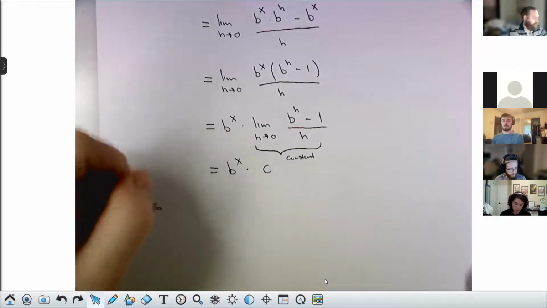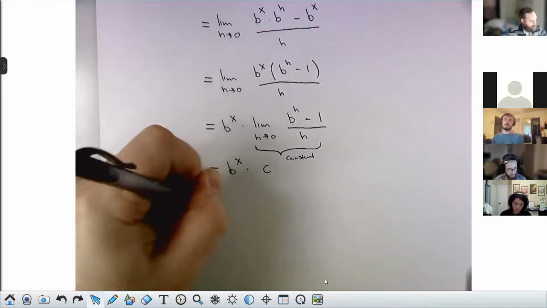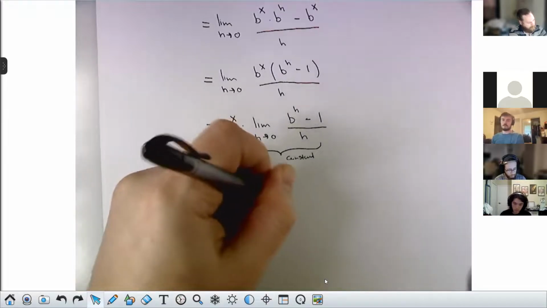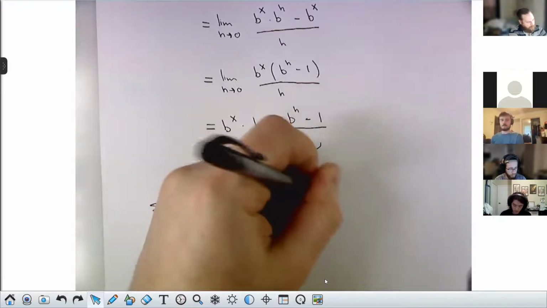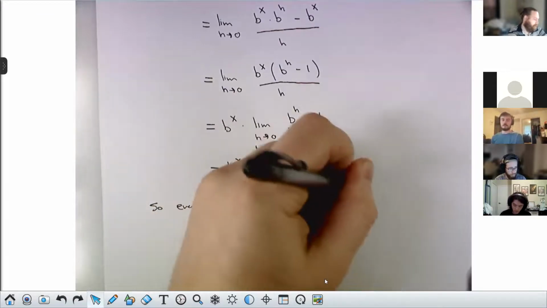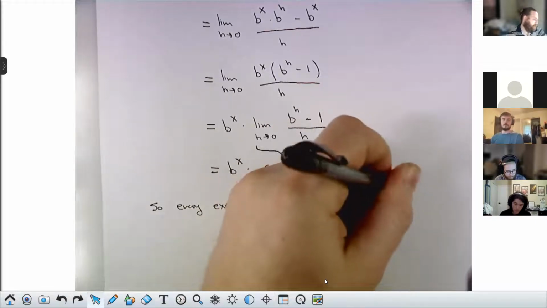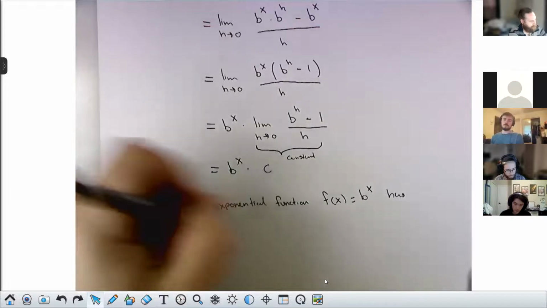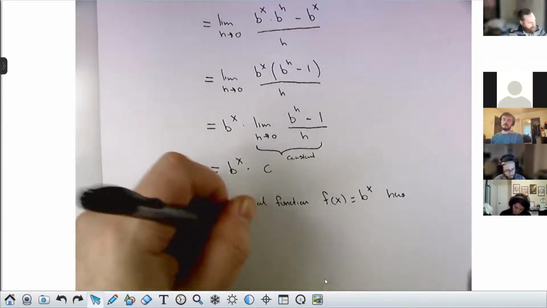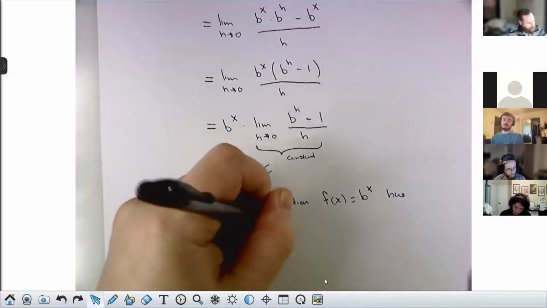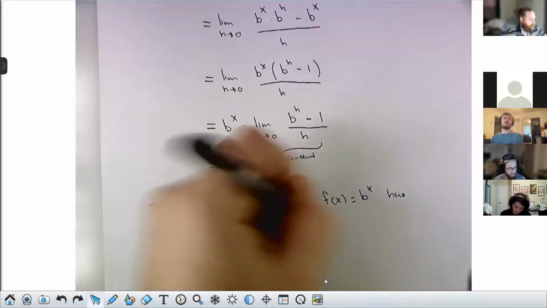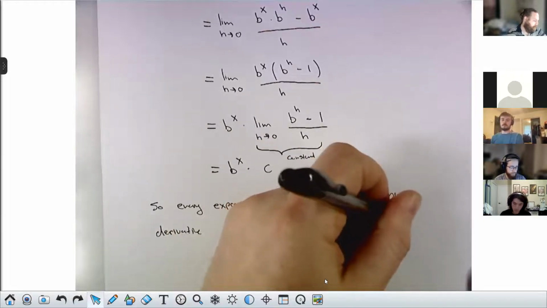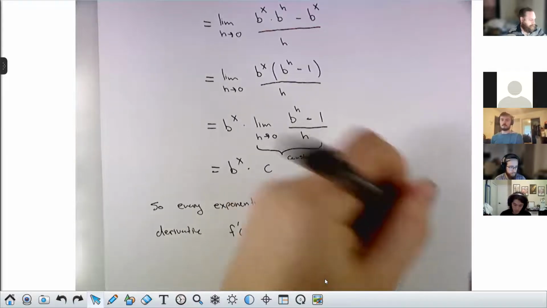So every exponential function f of x equals b to the x has derivative f prime of x equals b to the x times some constant, for some constant c.